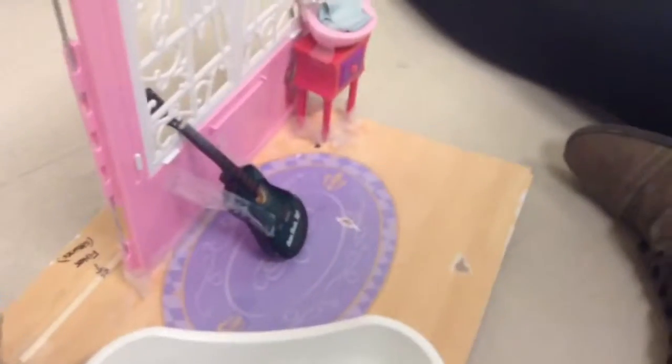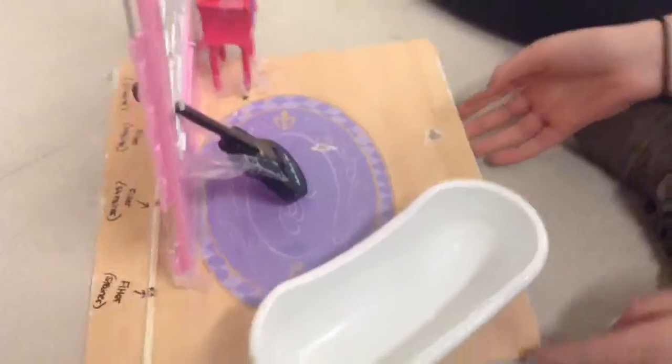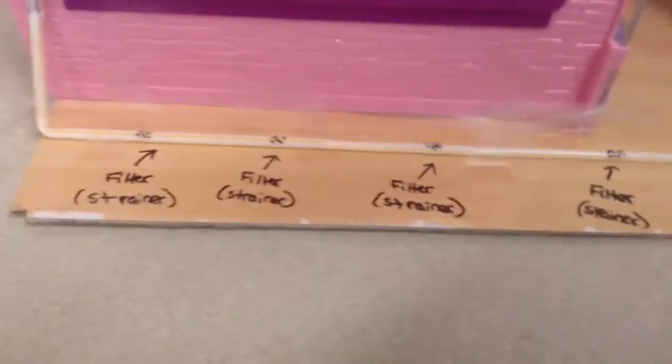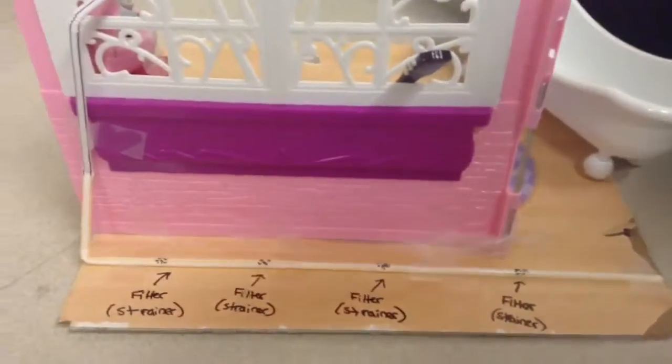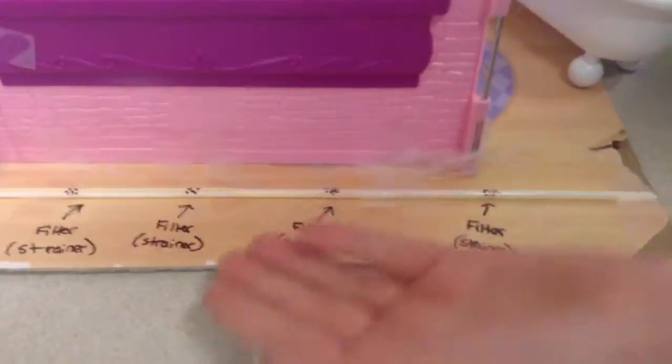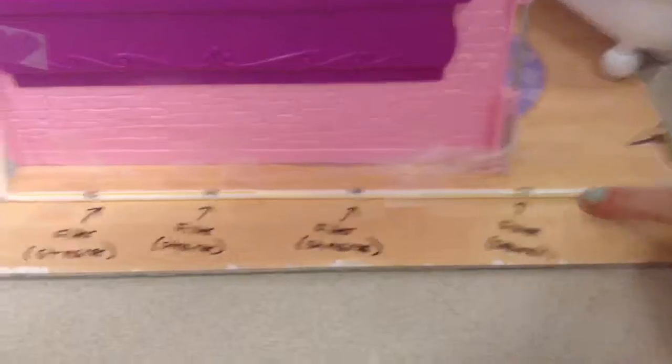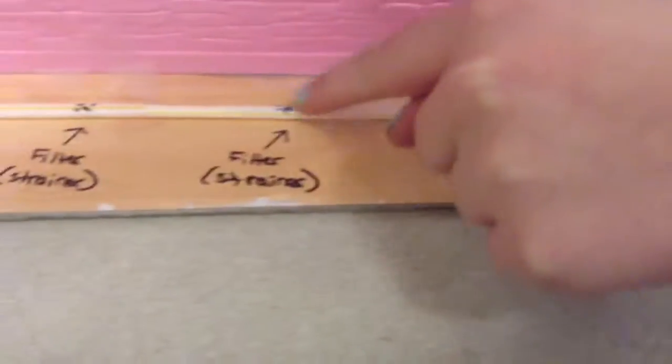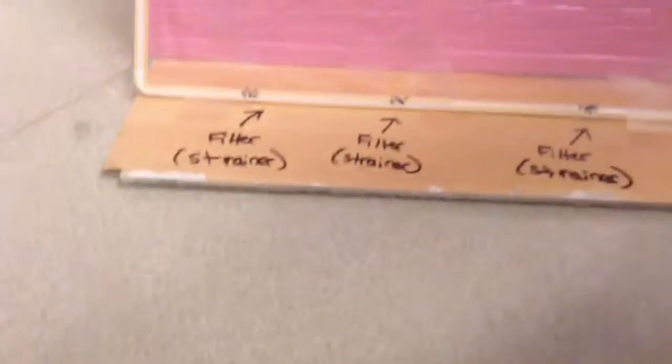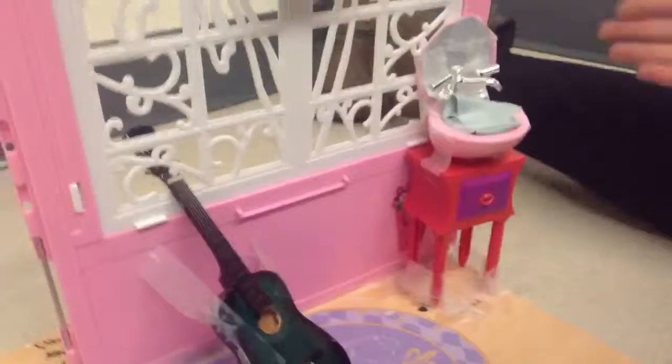So we built a model in a bathroom out of old kid stuff, and it was a filtration system in the back, which also could be in a kitchen or any other place that water runs in your house. But we had a straw to demonstrate pipes in the house, and each of these is a filter, which would be a strainer, and then it leads into the sink, which is in the bathroom right here.